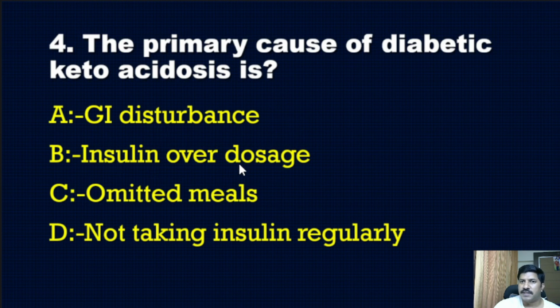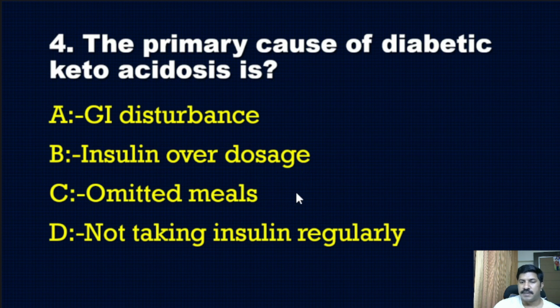Insulin overdosage means it is extra insulin that will change the glucose into glycogen, so there will not be adequate glucose available in the blood, so it will lead to hypoglycemia. So we can omit this option. First option we omitted because there is no direct connection between GI disturbance and hyperglycemia. Insulin overdose will lead to hypoglycemia. So this option also we can omit.